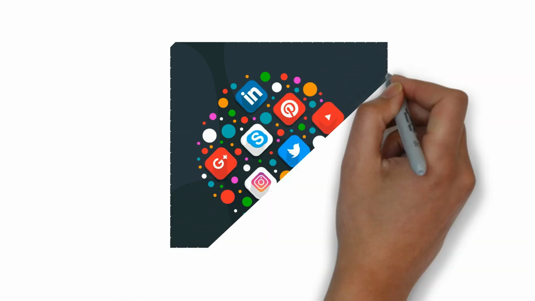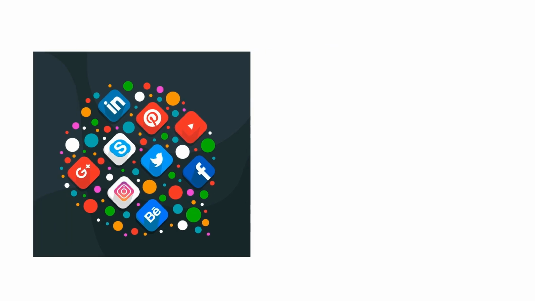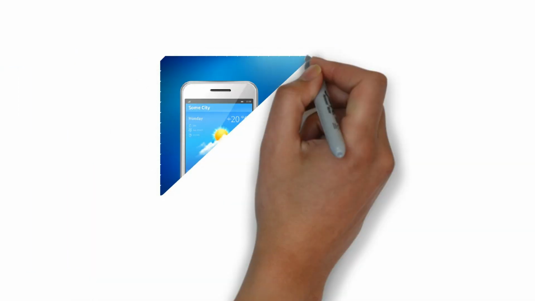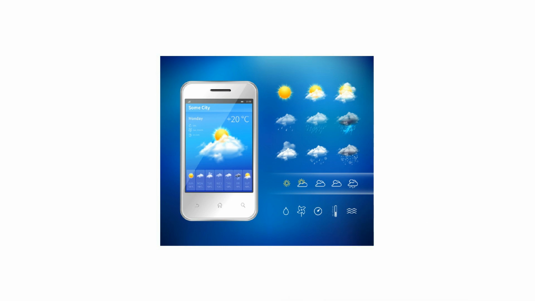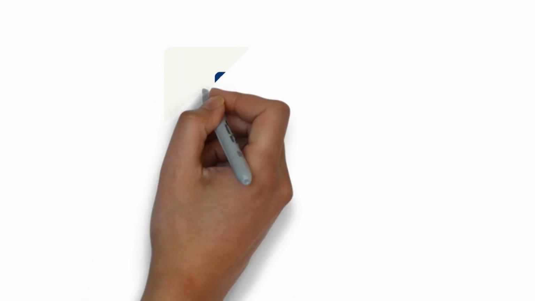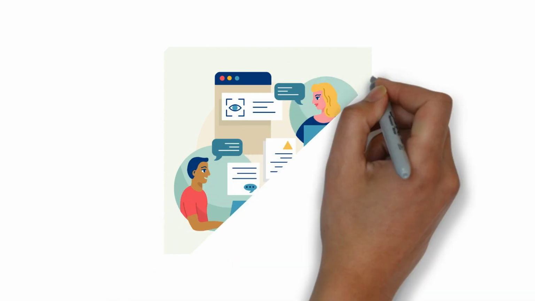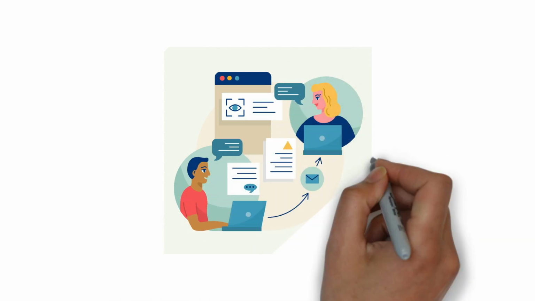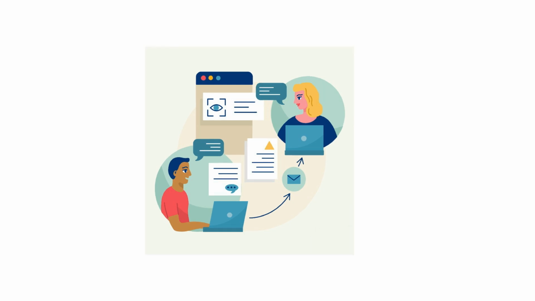APIs are everywhere. They are used in social media apps, weather apps, maps, and more. For example, when you check the weather on your phone, the app uses an API to fetch data from a weather service. Here's how it works. A client application sends a request to the server using the API. The server processes the request and sends back a response. This entire process is seamless to the end user.